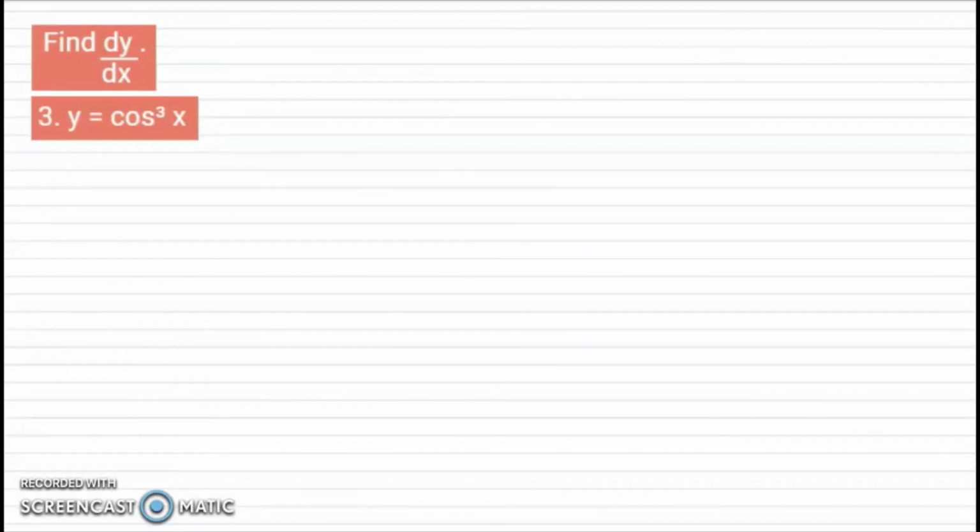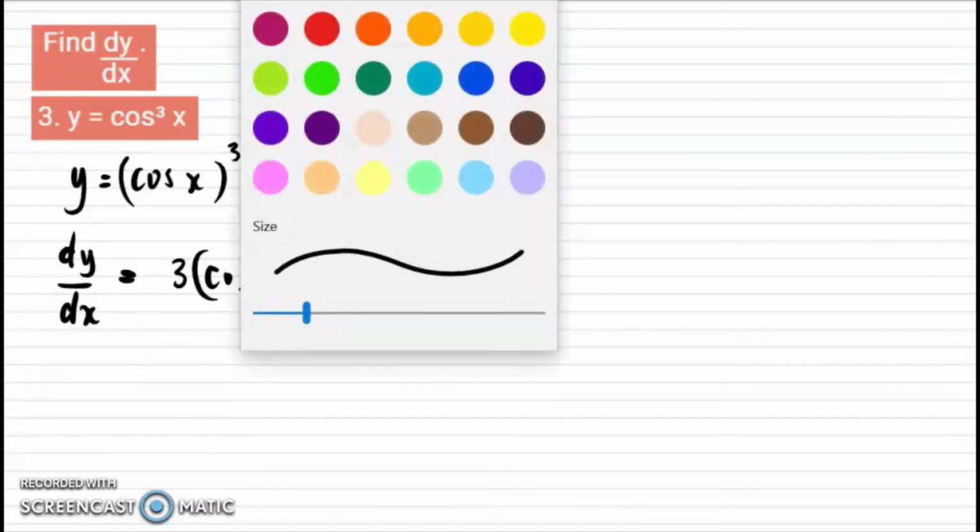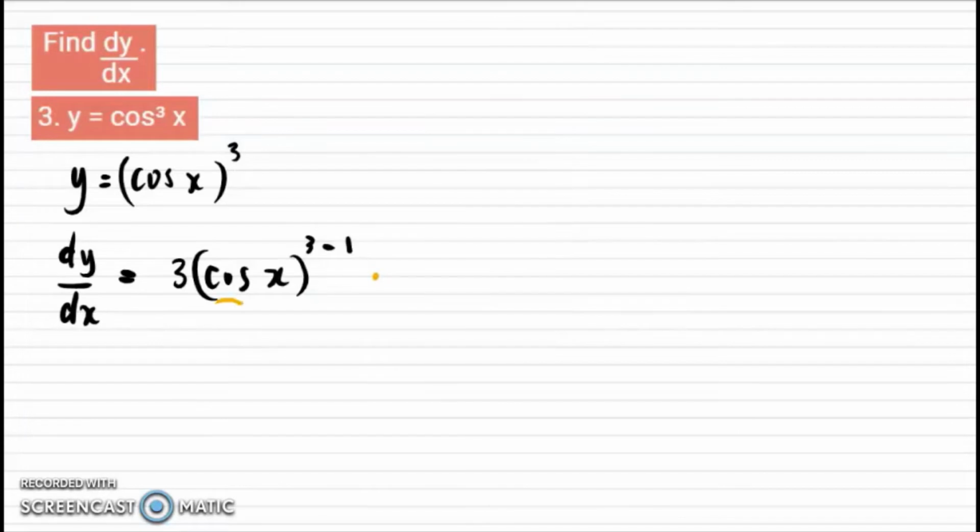In this example number 3, this y is equal to cosine cube x can be written as cosine x cube. So they mean the same thing. So for this one, we are going to apply the chain rule to get the derivative. So we have 3 and then cosine x raised to 3 minus 1, and then multiply by the derivative of the inside function cosine x.